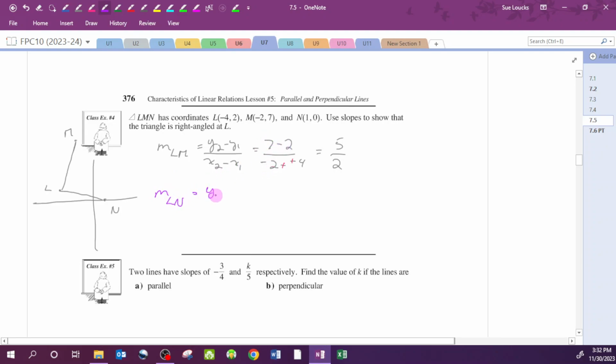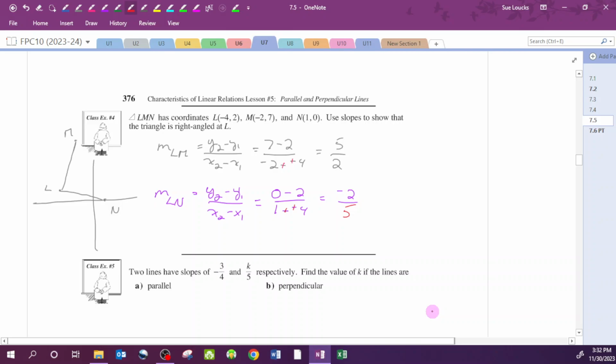And I need to do my slope of LN. So again, that's going to be y2 minus y1 over x2 minus x1. Now if you wanted to label this as yN minus yL, you're more than encouraged to do that, but I'm too lazy, so I'm not going to do it. And I'm confident that I can get these correct. Whether or not that's justified remains to be seen. All right, but the y's are going to be 0 minus 2, and the x's are going to be 1 minus -4. So I get -2 over, that's -1 plus 4 is 5.